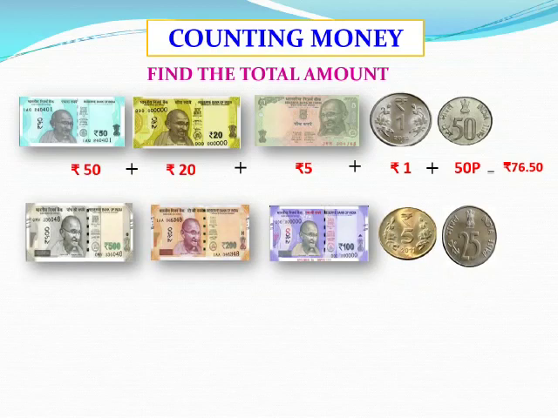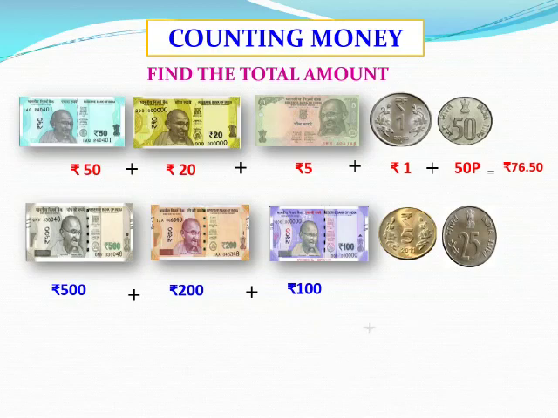Okay, let us see. Here it is given 500 rupee note, 200 rupee note, 100 rupee note, 5 rupee coin and 25 paise coin. Now let us do addition here. 500 rupees plus 200 rupees. 500 plus 200 is 5 plus 2 is 7, no? So it is 700, right? 700 plus 100 is 800.